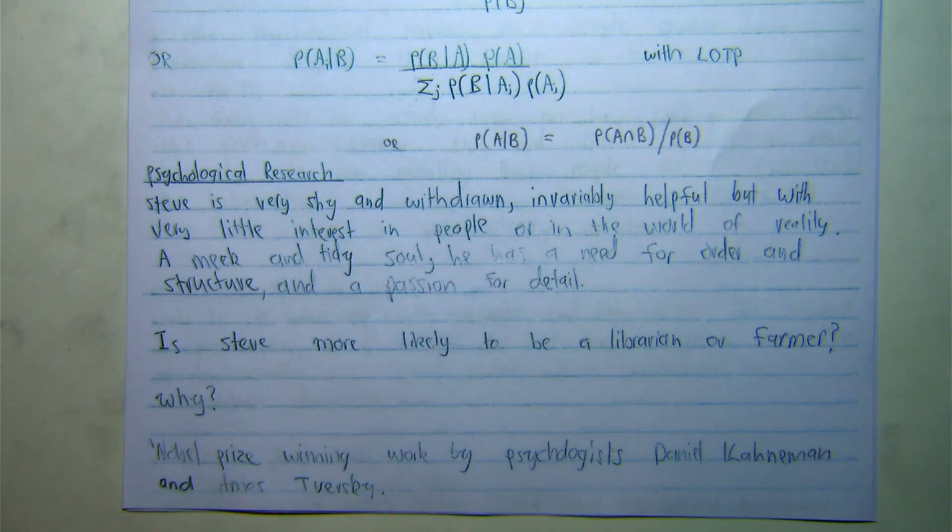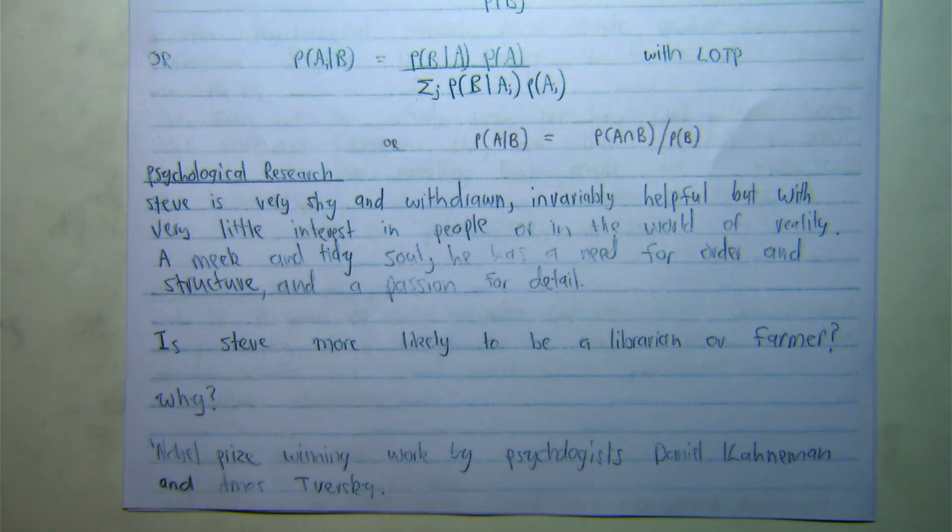Steve is very shy and withdrawn, invariably helpful, but with very little interest in people or in the real world of reality. And so I'm just describing to you what this person's type is. A meek and tidy soul, he has a need for order and structure and a passion for detail. So given this description of what Steve is like as a person, do you think that Steve is more likely to be a librarian or a farmer? And why, I guess, is the question.